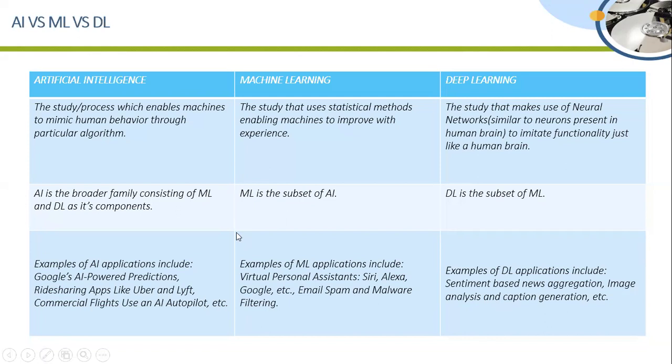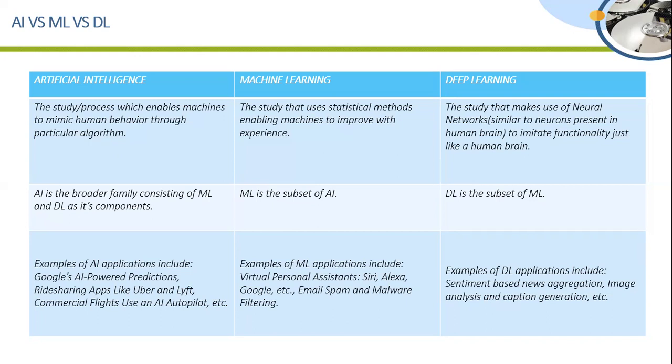Now we are going to see the difference between artificial intelligence, machine learning, and deep learning. In artificial intelligence, we make machines work or behave like a human being using a particular algorithm. Machine learning uses statistical methods to make the machine improve its performance, or we can say its experience. Deep learning makes use of neural networks, similar to the neurons in our human brain, to imitate the functionality of a human brain.